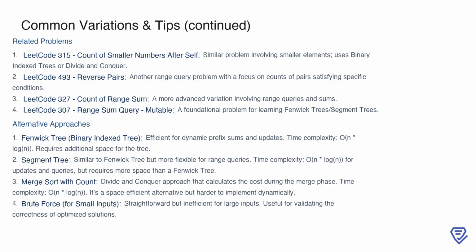In terms of alternative approaches, Fenwick trees, also known as binary index trees, are highly efficient for managing dynamic prefix sums and updates, with a time complexity of O(n log n). However, they do require additional space. Segment trees offer similar flexibility for range queries and updates but demand even more space than Fenwick trees. Another option is the merge sort with count method, which calculates insertion costs during the merge phase. This method has a time complexity of O(n log n) and is a space-efficient alternative, though it can be harder to implement dynamically. For smaller inputs, brute force remains a straightforward way to validate the correctness of optimized solutions, even though it doesn't scale well for larger datasets.